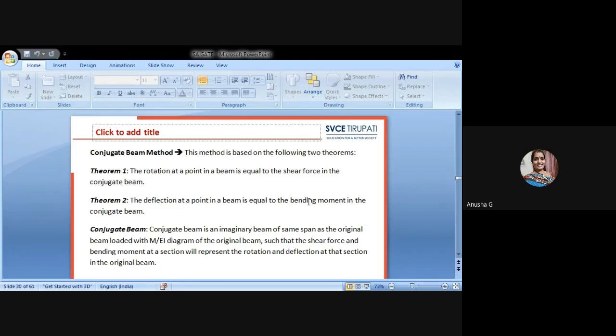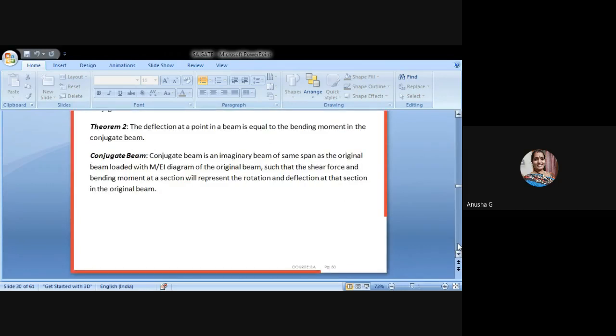The conjugate beam is an imaginary beam of the same span as the original beam, loaded with the M over EI diagram of the original beam, such that the shear force and bending moment at a section will represent the rotation and the deflection at that section in the original beam, which has to be obtained here. That all will be solved in this conjugate beam method. That is one of the methods.